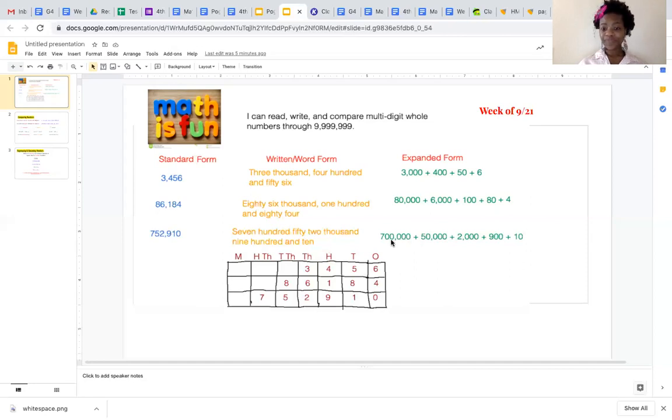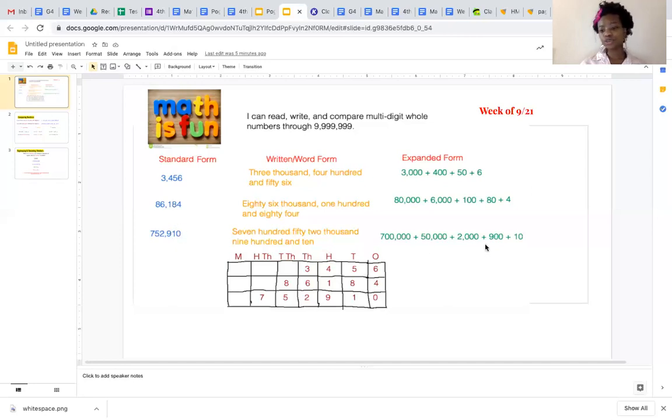So here we have 700,000 because this 700,000 comes from the fact that the 7 is in the 100,000s place, okay, plus 50,000. So the 5 is in the 10,000s place, plus 2,000. You guessed it if you said that the 2 is in the thousands place. 900. So the 9 is in the hundreds place, plus 10. The 1 is in the tens place, and there's no value in the ones place, right?